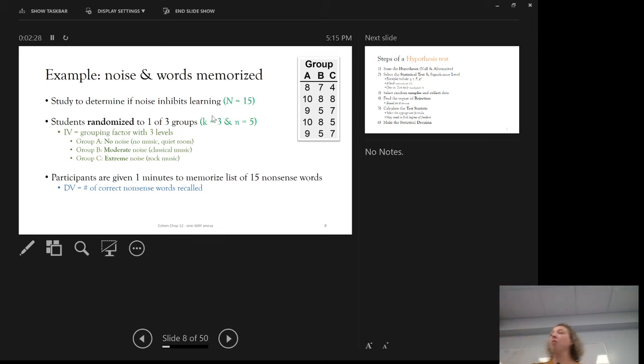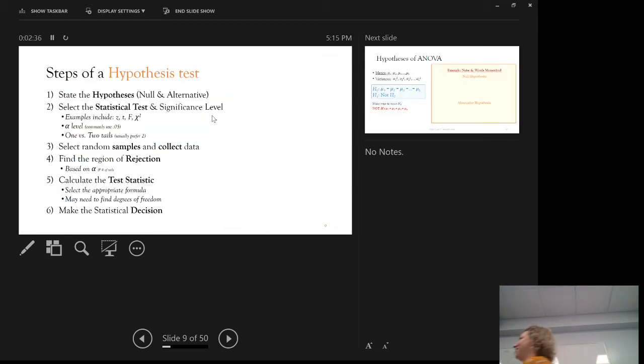Okay. Now, in a real study, we would probably have more than 5 per group, but I wanted this to be a small size so that we could work the numbers by hand. In real life, are you going to work these numbers by hand? Heck no. That's why we're using R. That's the whole point of learning R.